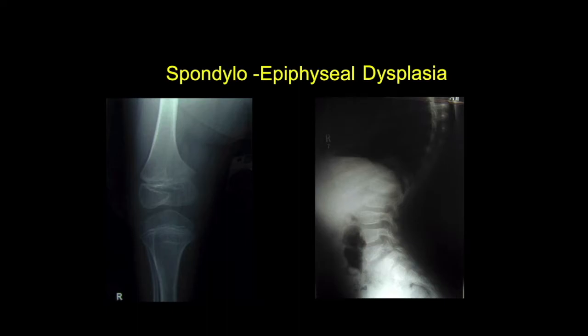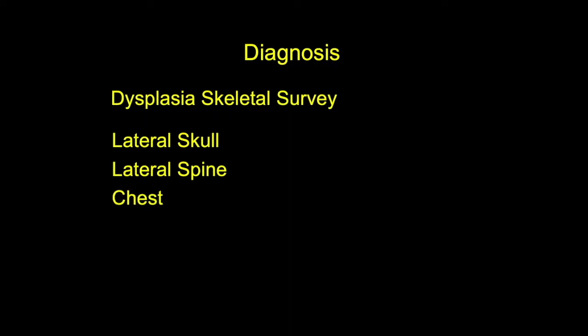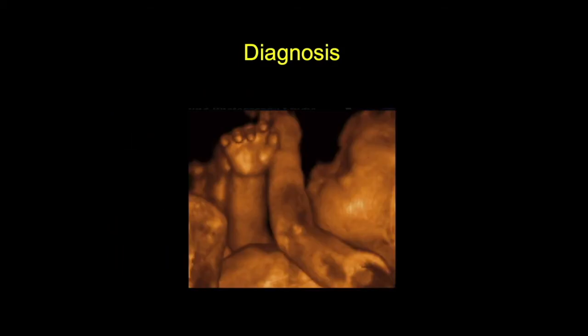is the spine involved? The diagnosis is based on a dysplasia survey, which involves a lateral skull, a lateral spine, a chest, pelvis, one arm and one leg. This is different to a non-accidental injury skeletal survey, which is a whole skeleton with high definition x-rays. But you should be able to get most of what you need from that. Also, diagnosis has been done more commonly prenatally, especially with very, very high definition ultrasound from 12, 13 weeks. You can start getting some good idea about a prenatal diagnosis of dysplasia.